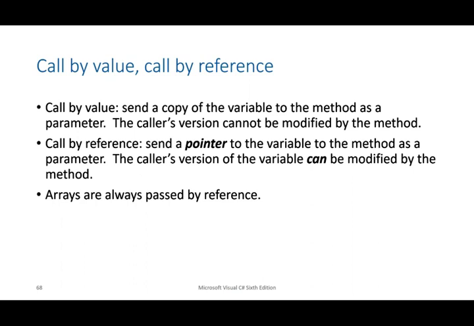So if you do call by value, you're working on a copy in the called method. If you're doing call by reference, you're working on exactly the same variable. Both the caller and the called have pointers to the same variable. And it turns out that arrays are always passed by reference. Not array elements, as we just built in the write-along, but if you send a whole array, it's passed by reference. So let's take a look at what that really means.